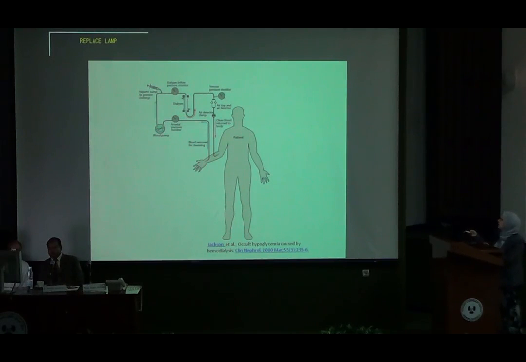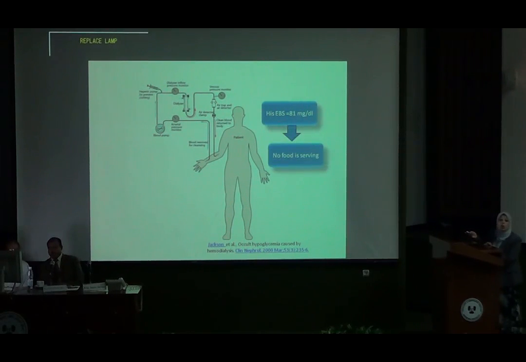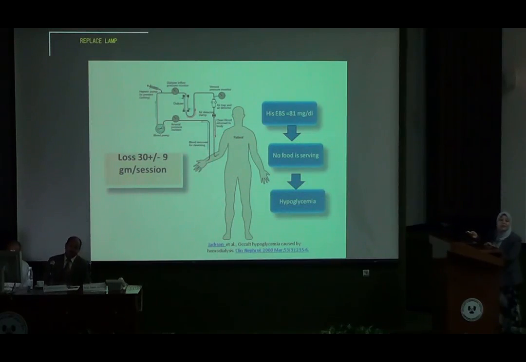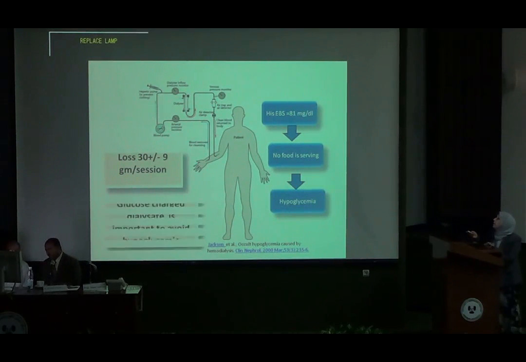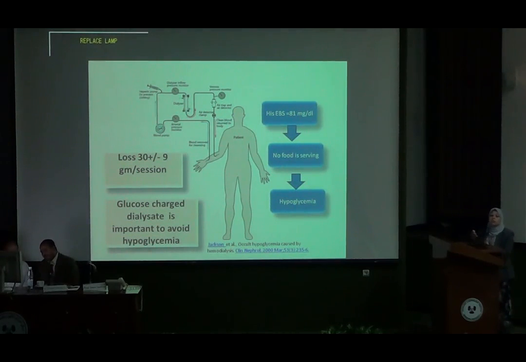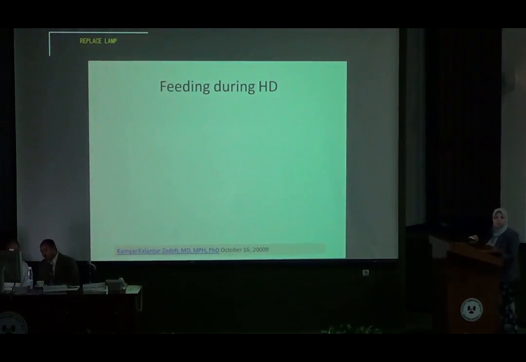If you look at this patient, if he has high fasting blood sugar or random blood sugar, HbA1c, and he has no food serving during his dialysis, he loses about 30 grams of glucose per session, and this will lead to hypoglycemia. The way to avoid this is just to add glucose in the dialysate or to serve him a diet at or before dialysis. Feeding during dialysis is also a controversial issue.